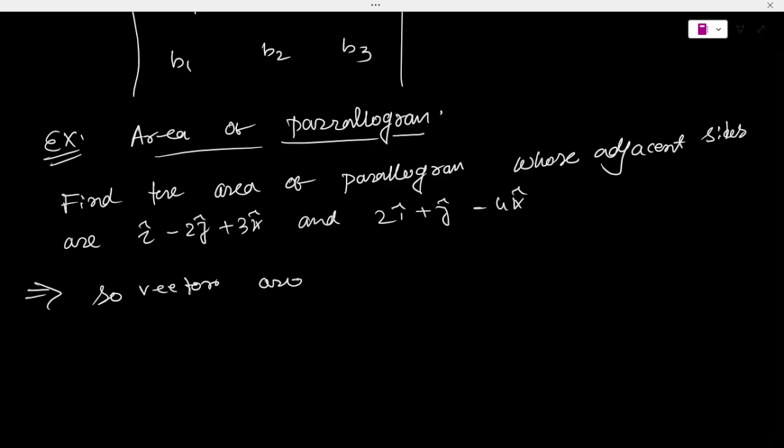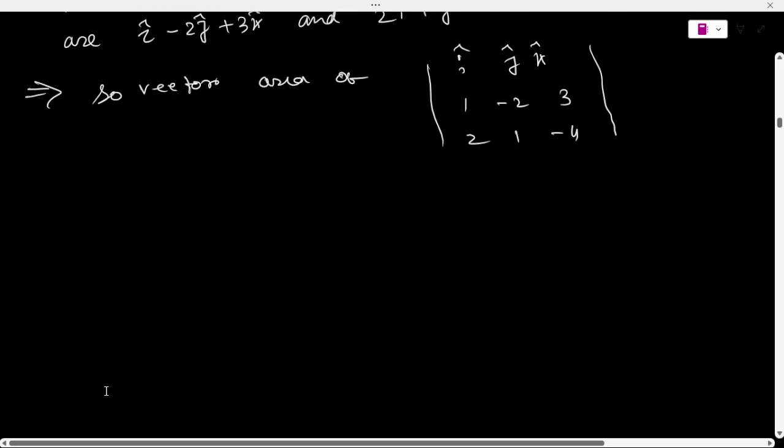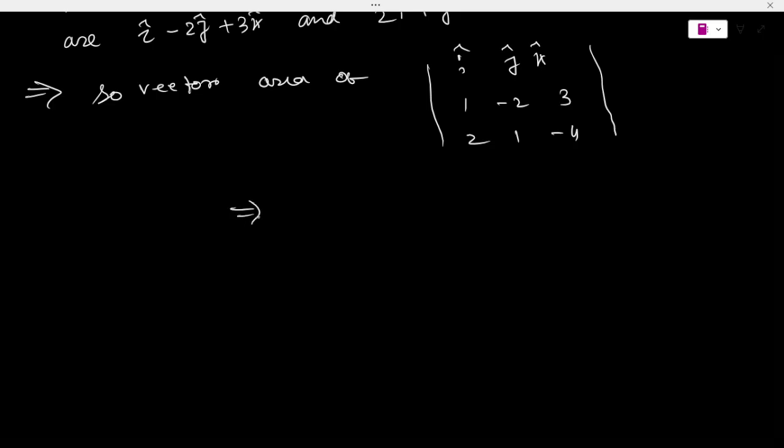vector area of this will be definitely i, j, k, with rows 1, minus 2, 3 and 2, 1, minus 4. So definitely it will be the very basic concept and basic formula.